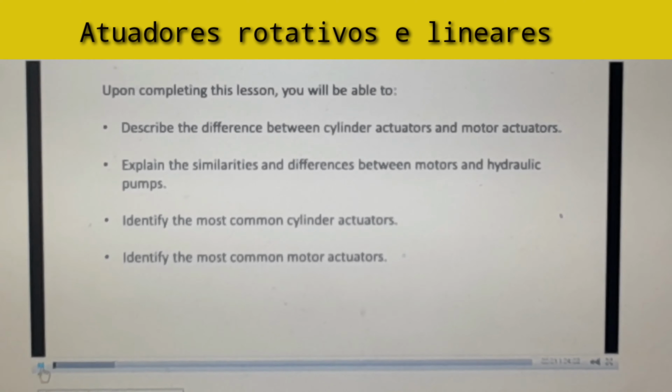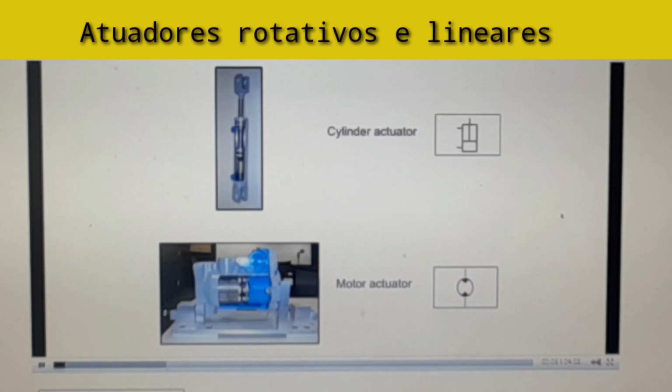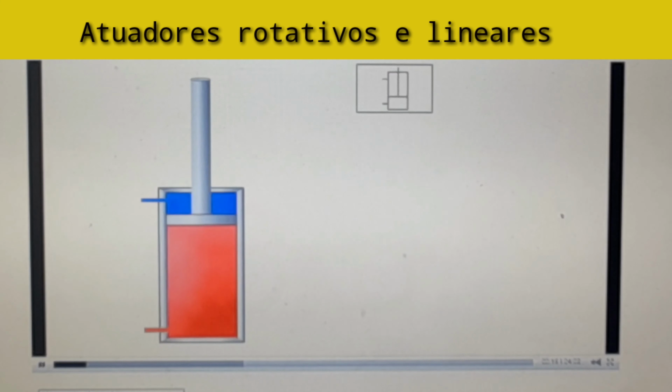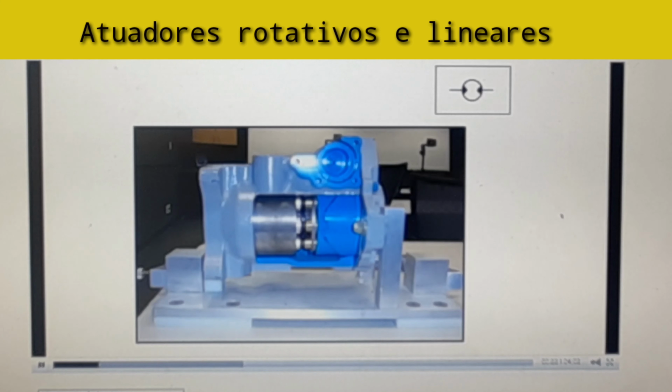Completing this lesson, you will be able to describe the differences between cylinder actuators and motor actuators. Explain the similarities and differences between hydraulic motors and hydraulic pumps. Identify the most common cylinder actuators. Identify the most common motor actuator.